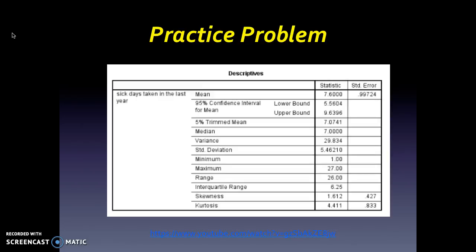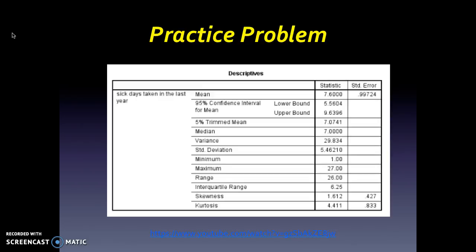Okay, you've calculated your answers. Using the rule of 1, the skewness score of 1.612 exceeds plus or minus 1, and therefore we state that the data set is skewed. 1.612 is a positive number, thus making the skew positive.